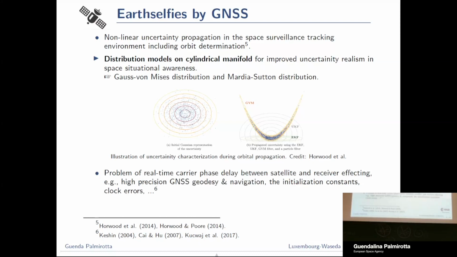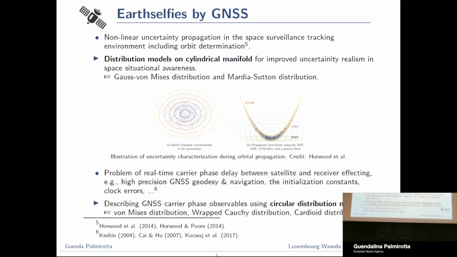Another important thing in the satellite community is the problem of real-time carrier phase, which can lead to imprecision in the clocks that are inside the satellites. And here you can also use distribution models, in this case more on the circle. You have the classical one, the von Mises distribution, the wrapped Cauchy, or the Cardioid distribution.